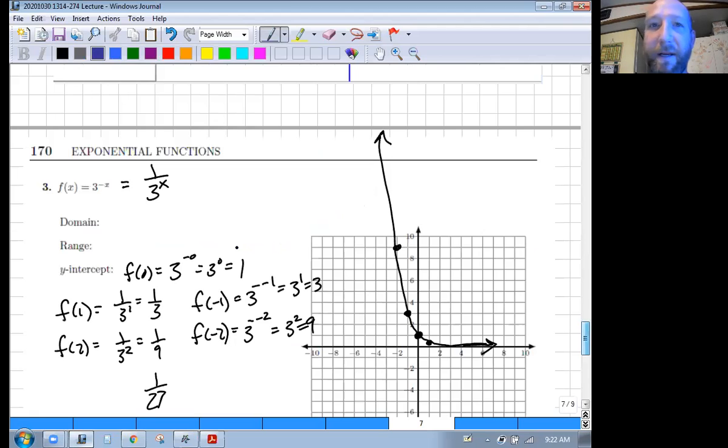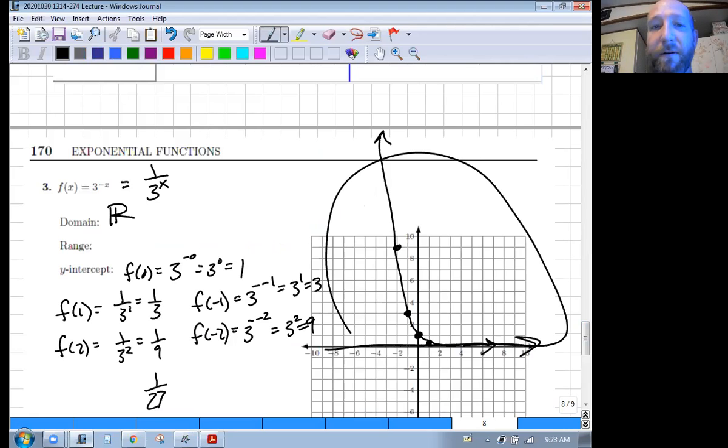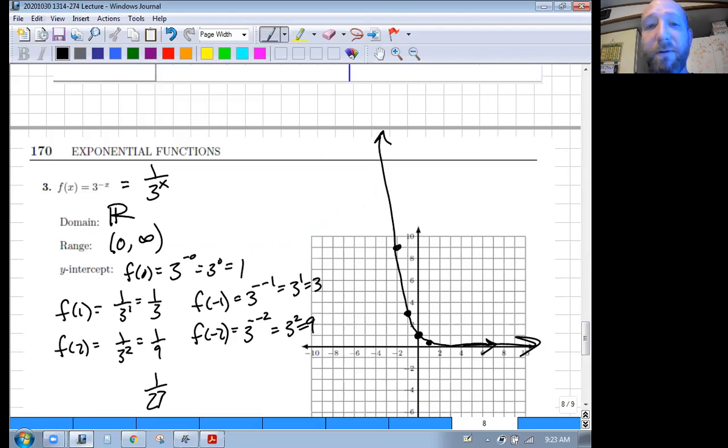So what is the domain? Well, this guy goes infinitely to the right, and it goes infinitely to the left, so all real numbers. The range, everything is up here, so from 0 to infinity, not including 0, round bracket there.